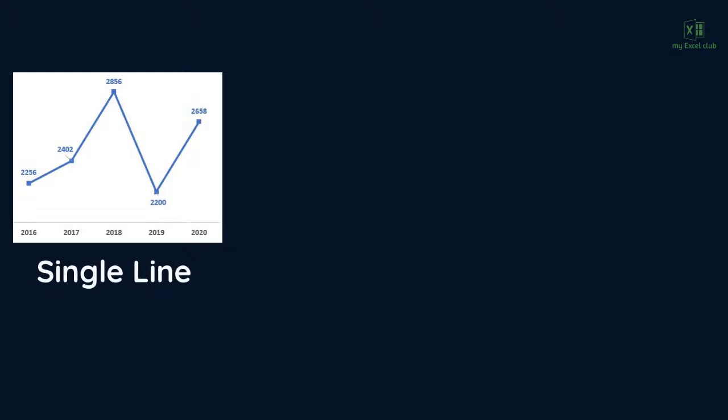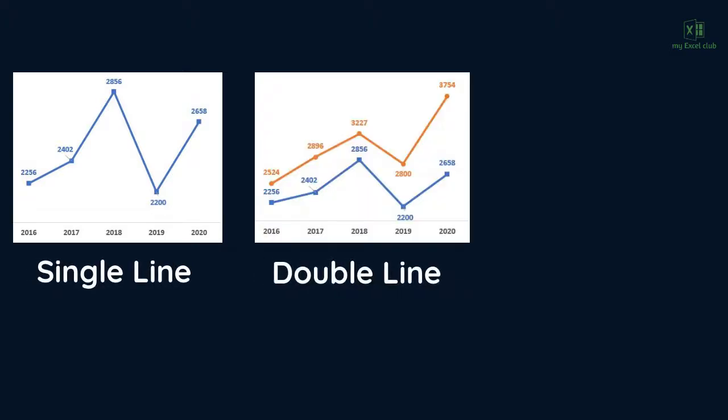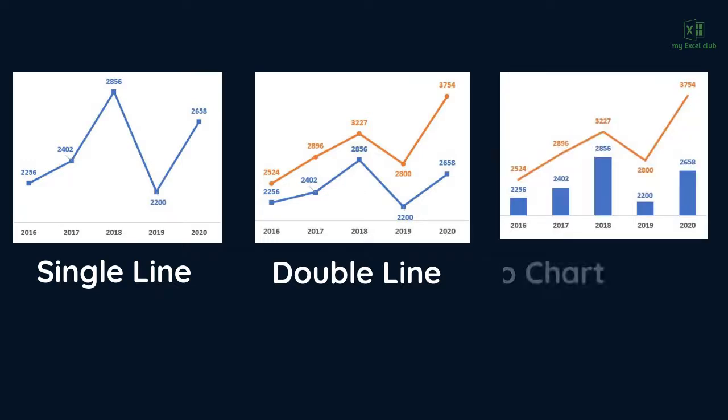So let's get started. A line graph can include a single line for one dataset or multiple lines to compare two or more sets of data. It can also be used in combination with other types of charts, mostly bar and column charts. Let's cover all these scenarios.